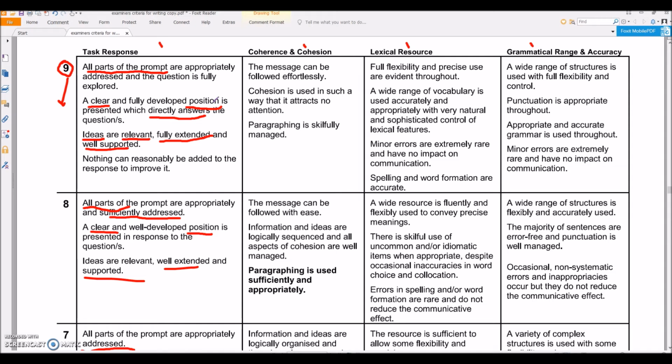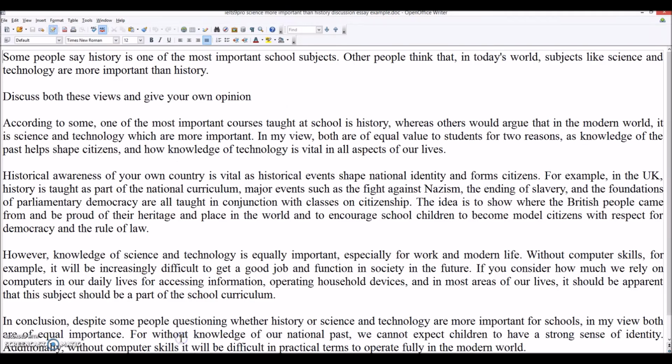It's a free market economy. If you don't want these people to be paid huge amounts, don't watch them. It's just that simple. We've got the two ideas. Okay, good. So that one would work well too for task response. Okay. So let's take a look at this last essay. So it's another discussion. Both views and give your opinion.